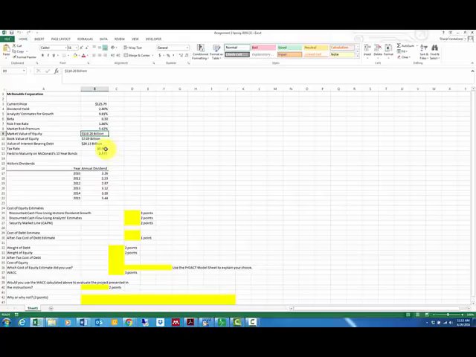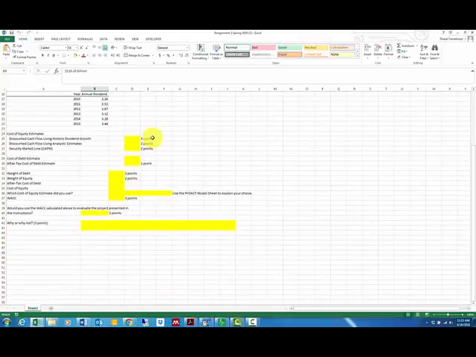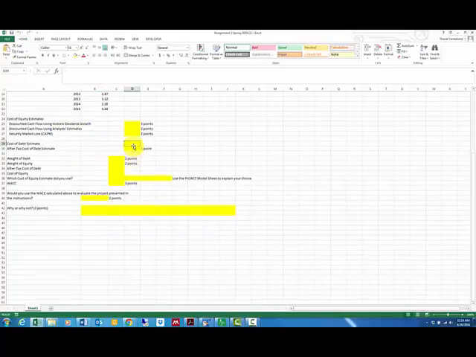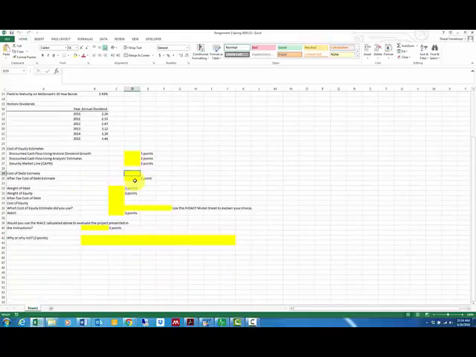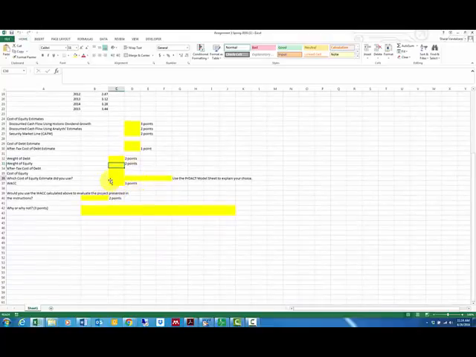I won't read through all these. And then I give you the historic dividends. And what I want you to do on this spreadsheet is to fill in these. So give me the discounted cash flow using the historic dividend growth, just like we did it in class. The discounted cash flow using analyst estimates. The cost of equity using the security market line. The cost of debt estimate, again, the information you need is up here. And the after-tax cost of debt estimate. Calculate the weight of debt and weight of equity in the capital structure.